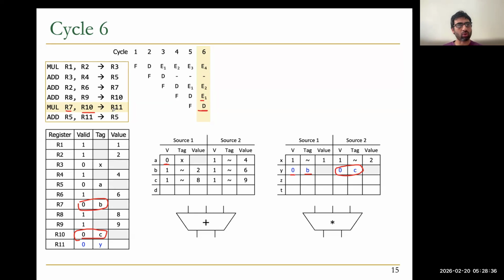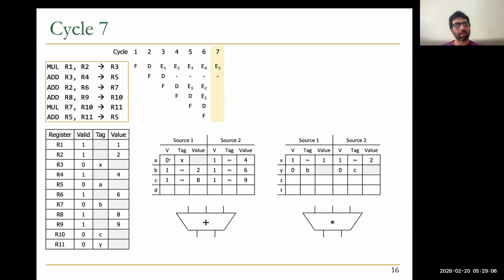And then we need to also rename R11. So we mark R11 as invalid, and then in the tag area, we record the ID of the reservation station. We are using the reservation station of the multiplier because it is a multiply instruction. And then the last add instruction is fetched in the same cycle. Now in cycle 7, this enters the E5 stage.